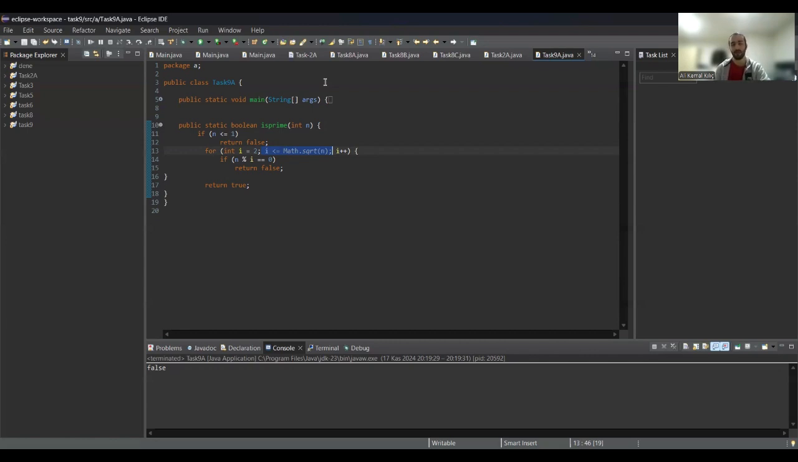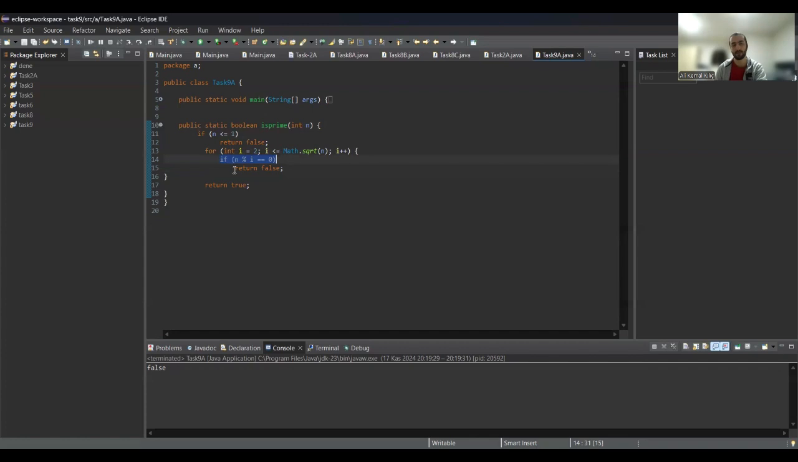So if we manage to iterate up to square root n, that means we have checked one of the factors of every possible pair. It's a bit hard to explain, but it works. It literally works.